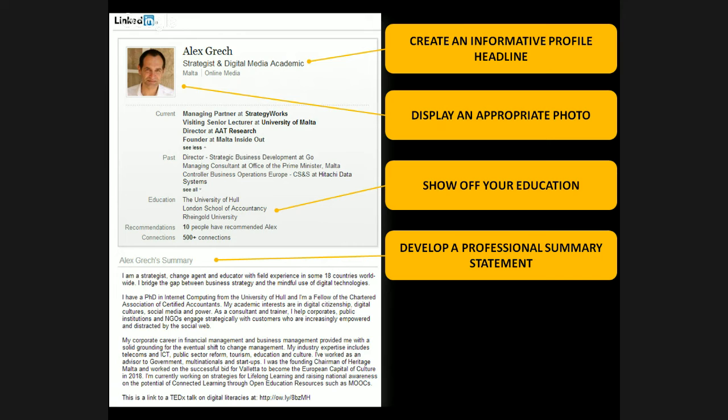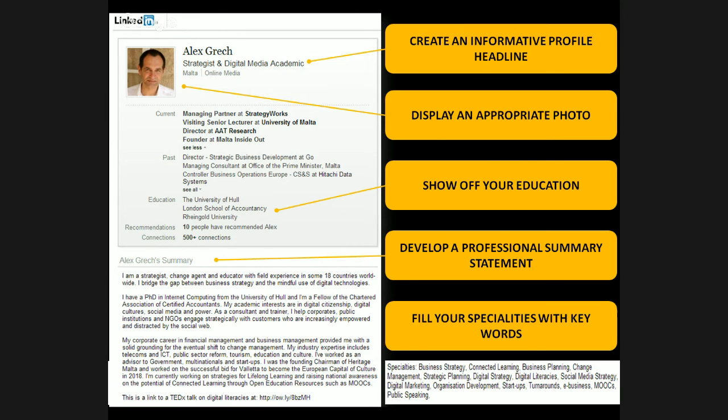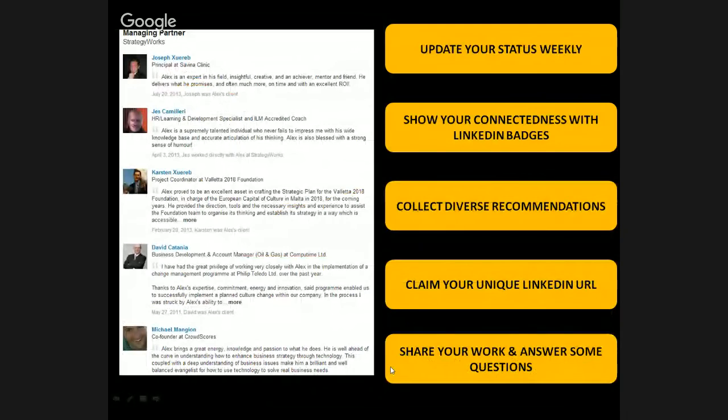Developing a professional summary statement is extremely important, and then you fill in your specialities with your keywords. So these were mine at the time: business strategy, connected learning, business planning, e-business, startups, digital literacies. All of those are peppered in my profile. And this is what I mean about the basic endorsements. You should try and update your status at least weekly. You should show which groups you're part of.